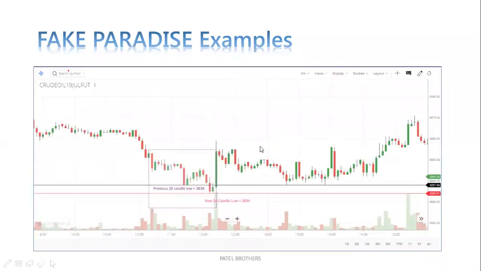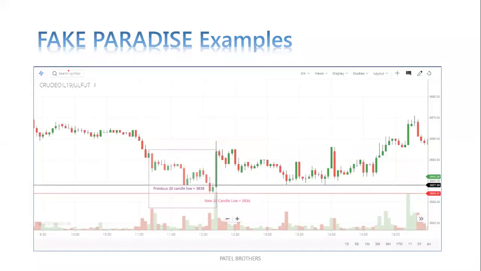So this is also crude. Same here, 38 was the low, and after 6 or 7 candles in between, it has made a new low at 38.34, which means a 4 rupee stop loss. Once it crosses this level, 38.39, you can buy at 38.39. Within the same candle it has moved up to 38.60.